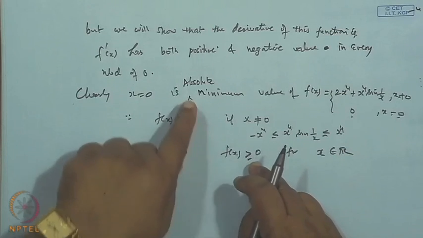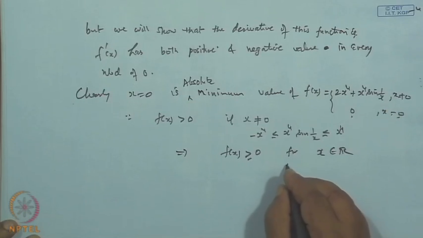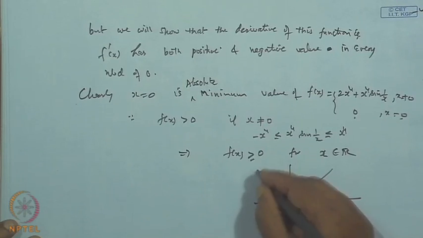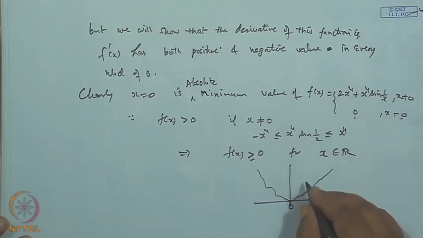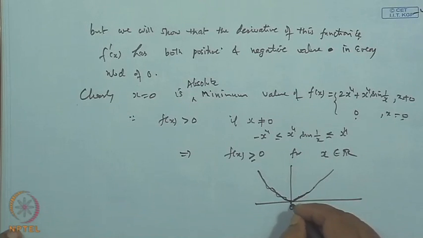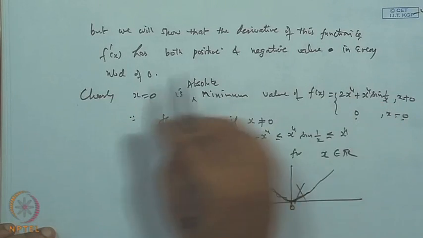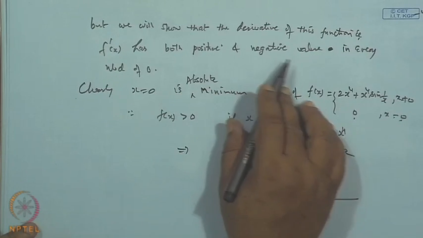So, 0 is the point which is the minimum point for this function. At the point 0 it is 0, and the rest of it I do not know what type of function it is; it will go something like this. Maybe x^4 dominates something, so a curve will be there. A curve may be like this. Now, this point 0 is the point where it attains the absolute minimum value. But what we wanted to show is that its derivative will have both positive and negative values in this interval.